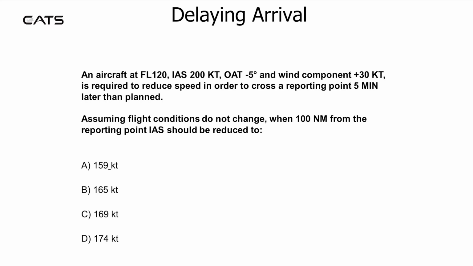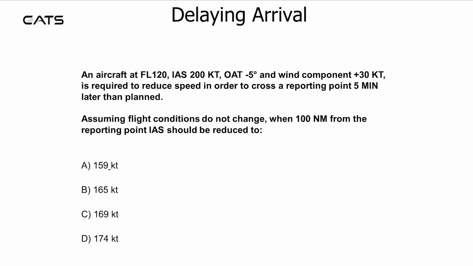So using the CRP5, line up -5 degrees Celsius with 12,000 feet in the airspeed window. Then using the inner scale, look for 200 knots, and on the outer scale read a TAS of approximately 242 knots. To this add the 30 knot wind component, resulting in a ground speed of 272 knots.